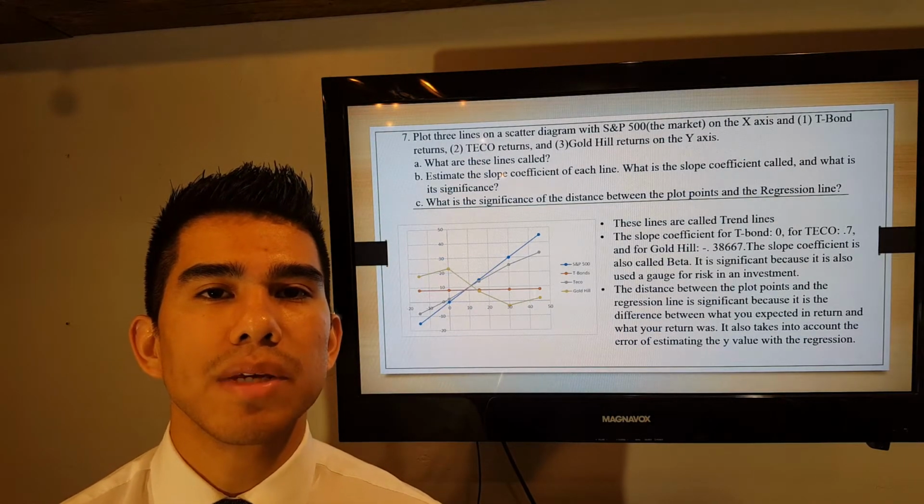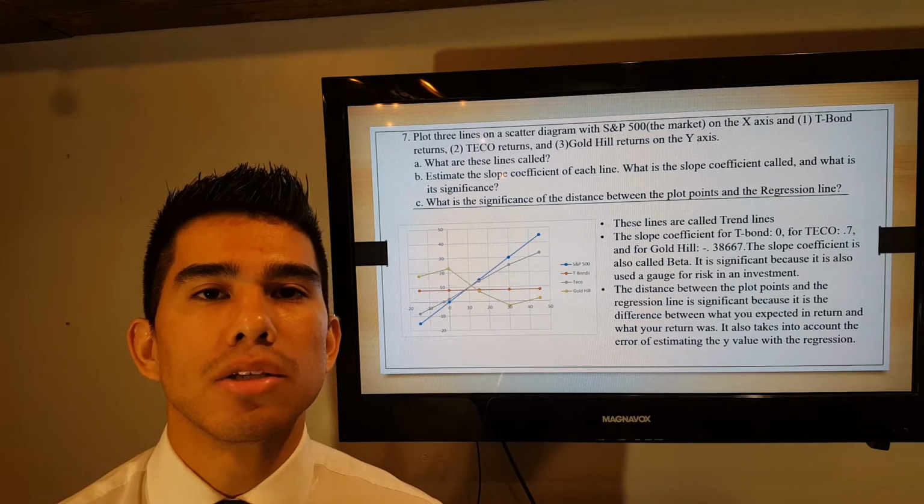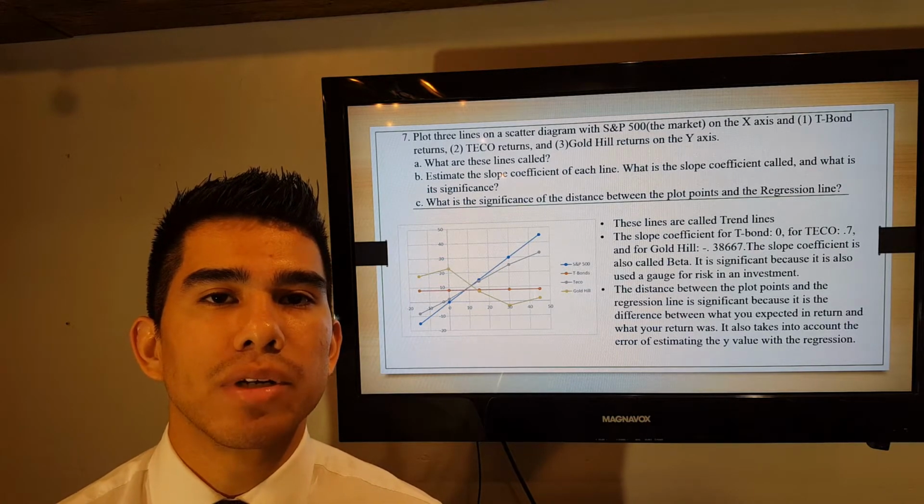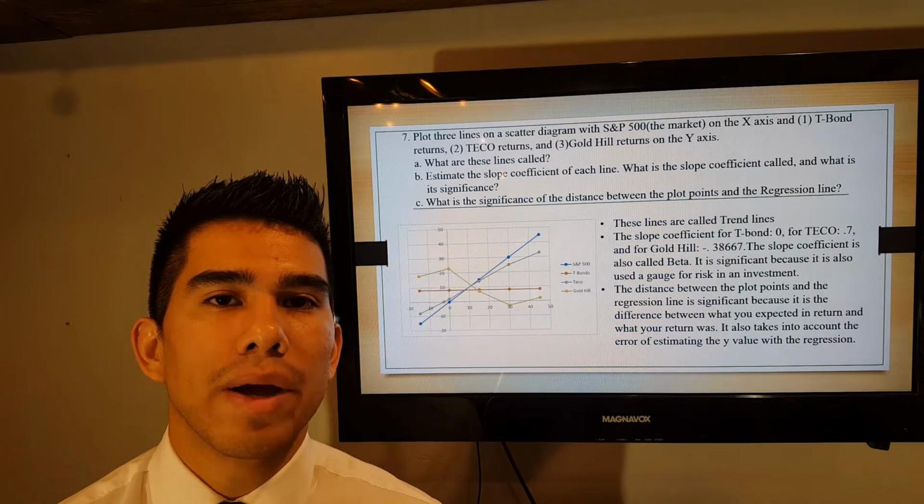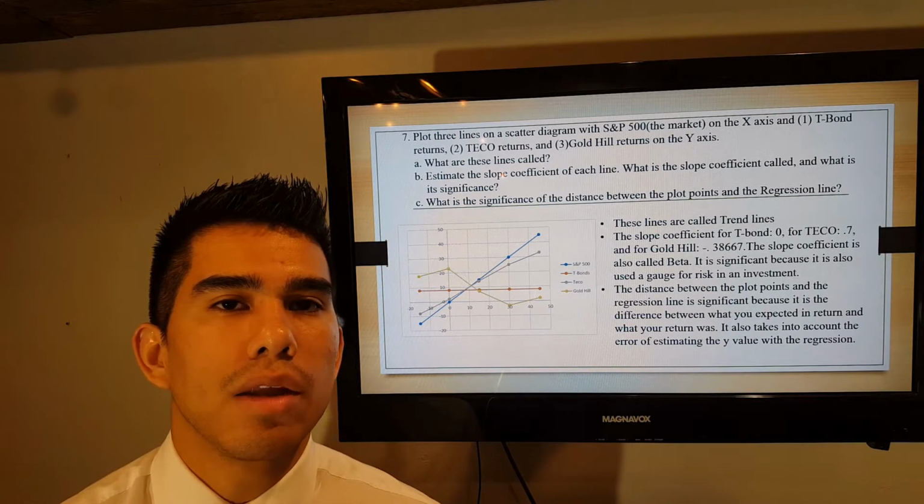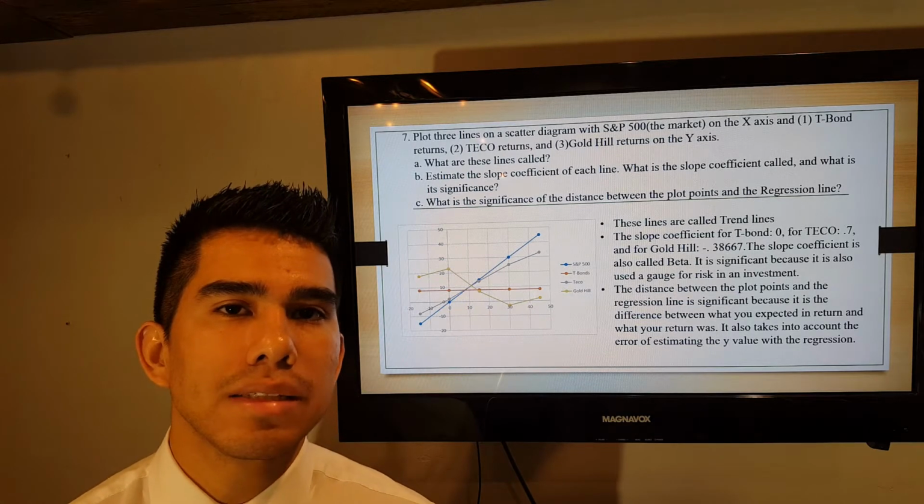Question 7 asked me to make a scatter diagram. So I went ahead and put the S&P 500 as the x-axis and the other alternatives on the y-axis. And these lines that you see are called trend lines.